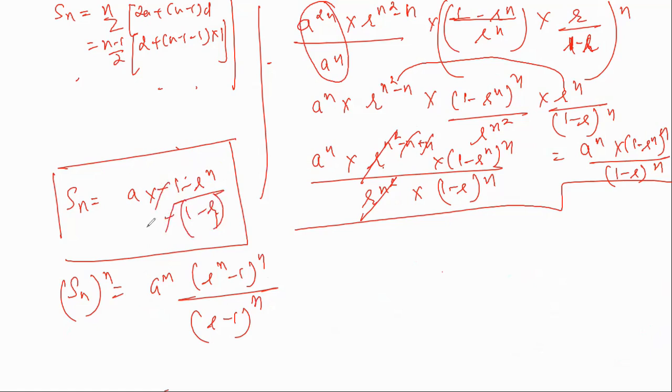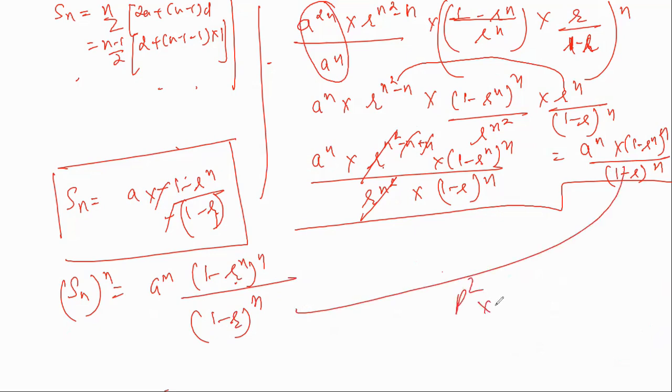Negative and negative cancels out. So here, if you now take the power n, it will become 1 minus r to the power n over 1 minus r. So if you see, these two things are the same. So P square times r to the power n is equal to s raised to the power n.